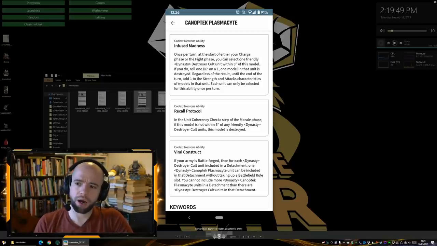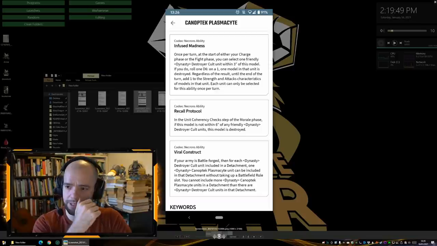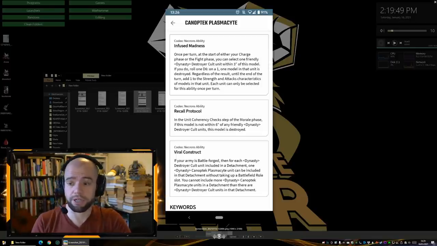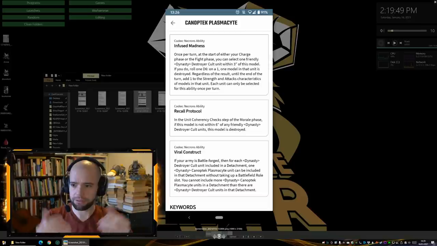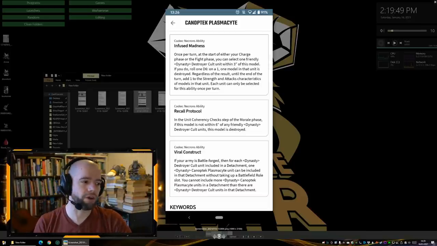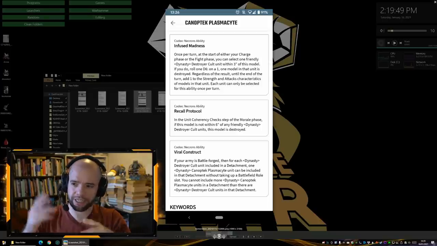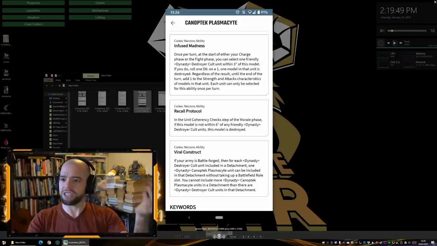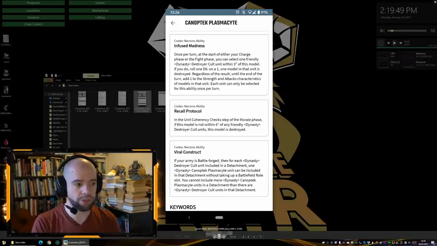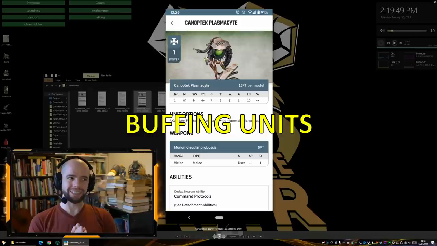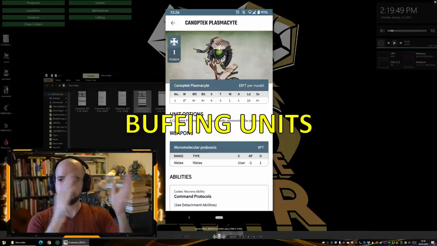Now, Recall Protocol, I suspect, could quite easily fit into Kill Team. It would just be exactly what it is there. If you're not within 6 of any other Necron model, you get removed. That seems fine. That's obviously a negative ability, but it's an ability nonetheless. And then we get Viral Construct, which isn't relevant to Kill Team, because this is purely about army building, list attachments, etc. But potentially, if that were to come to Kill Team, then it would say you can only take a Plasmacyte if you also take a Skorpekh Destroyer. That's basically what it's saying, converted to Kill Team. So that is the Canoptic Plasmacyte datasheet.